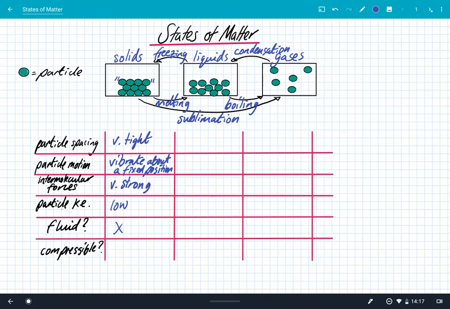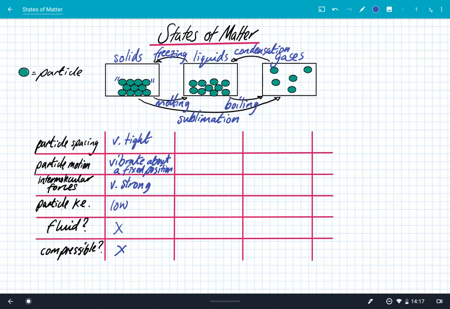Another property about solids is that they're incompressible. If you take a lump of wood or iron and you try and squash it and reduce its volume, you can't do that. And that's because there's no free space between the particles. When you compress something, you're bringing those particles closer together, but in a solid, they're as tightly packed as they could possibly be. They simply can't reduce the space between them. There is no free space to reduce.